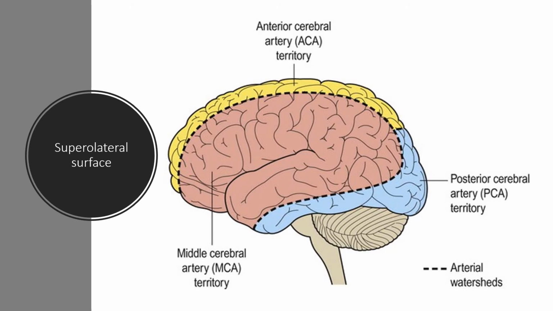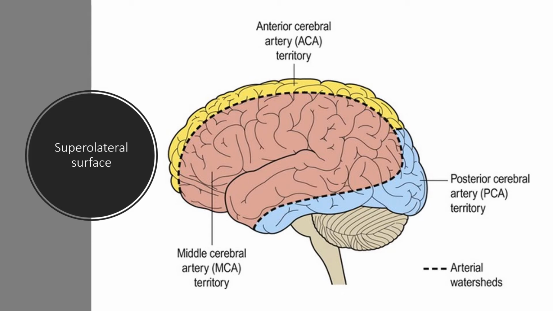The arterial supply of the superolateral surface. Most of the superolateral surface is supplied by the middle cerebral artery. The region of the cerebral cortex supplied includes the greater parts of the primary motor and sensory areas and the frontal eye field. And in the left, that means the dominant hemisphere, the area of supply of the middle cerebral artery includes the Broca's and Wernicke's speech areas.